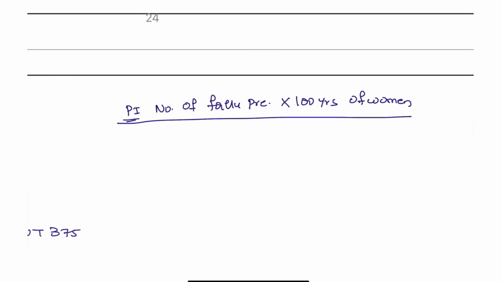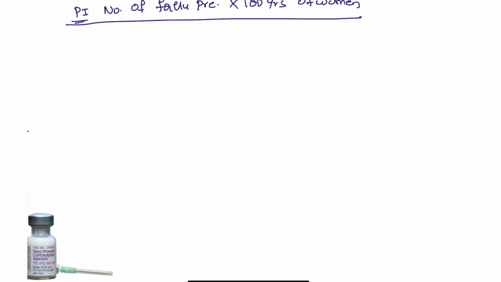This is the Pearl index formula. Next, copper IUCD, intrauterine devices, IUDs. Intrauterine devices have contraindications. What are those contraindications? Especially those who are suffering from Wilson's disease, copper-related devices are contraindicated.